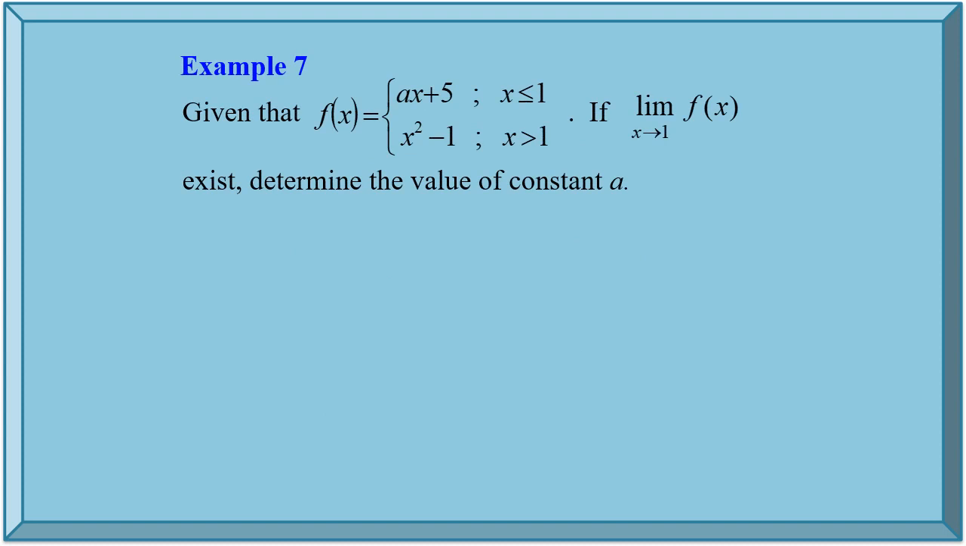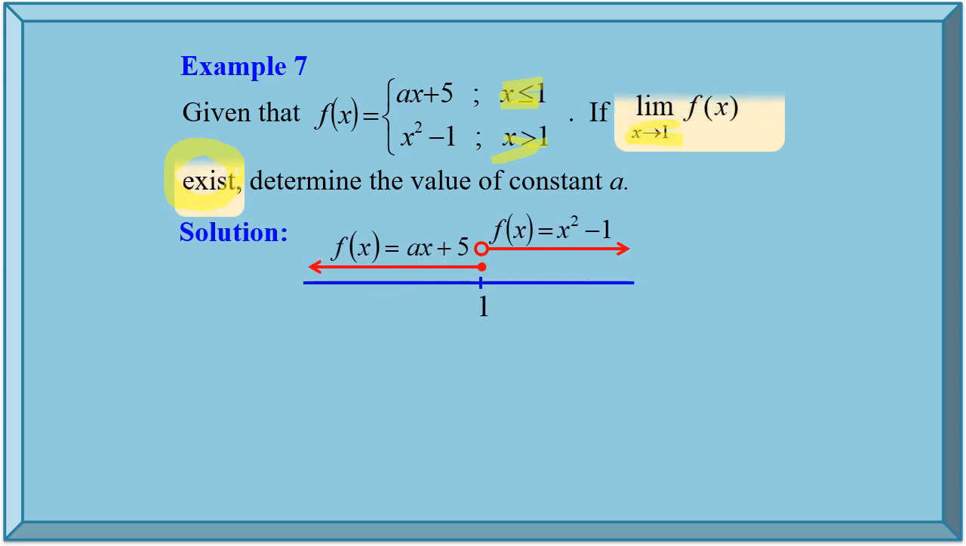Okay, let's see example 7. Given that f(x) equals ax plus 5 for x less than or equal to 1, so this is a piecewise function, and x squared minus 1 for x more than 1. If the limit of f(x) as x approaches 1 exists, determine the value of constant a. What it means by exist is that we can apply the definition of existence of limit, where the limit from the left side is equal to the limit from the right side.